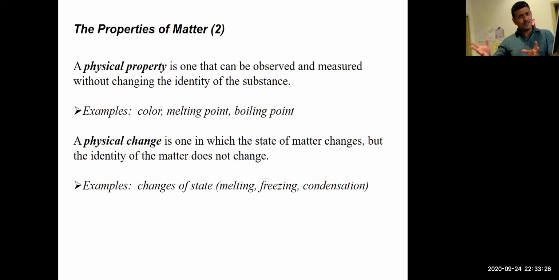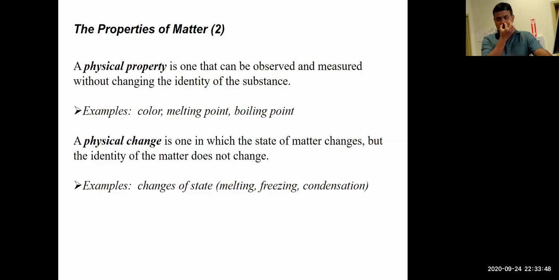So again, more terms. I'm just going to describe what they mean, because sometimes you might have to communicate from one chemist to another chemist, or one scientist to another, in these terms. So a physical property is one that can be observed or measured without changing the identity of the substance.